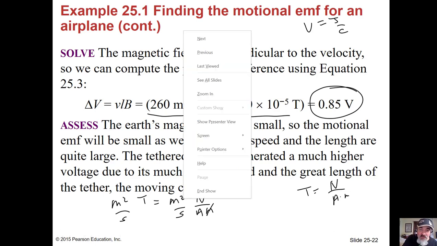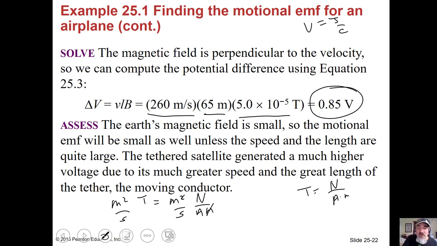So at the top I have a Newton meter, which is a joule. And then at the bottom I have a second times an amp. An amp is a coulomb per second. So I have a second times coulomb per second. So the seconds cancel out, and then I have a joule per coulomb, which is a volt. Okay, so it is correct. That's the little key there that takes us from the magnetic world back to the electrical world. Okay, good. So 0.85 volts developed across the wings.